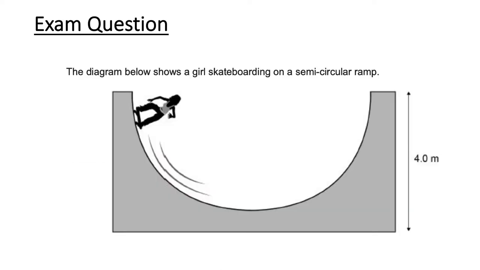Okay, another exam question. Diagram below shows a girl skateboarding on a semicircular ramp. There is a 4 meters on the side. It did ask you to do some calculations with that in the exam. The other numbers were in the text.